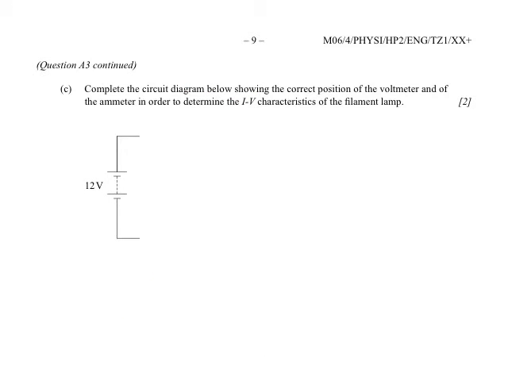Now this question is a lot easier, which is quite strange. Normally the third part is the hardest, but it's just asking you to complete the circuit diagram showing the correct position of the voltmeter and of the ammeter to determine the IV characteristics of a filament lamp. They would require you to still use a very similar setup with the sliding resistor. There are many ways to do this.